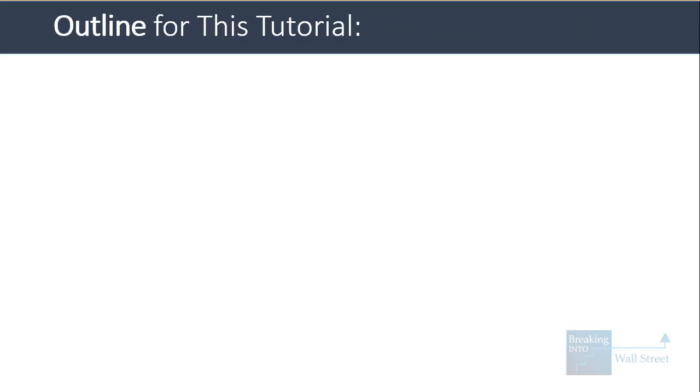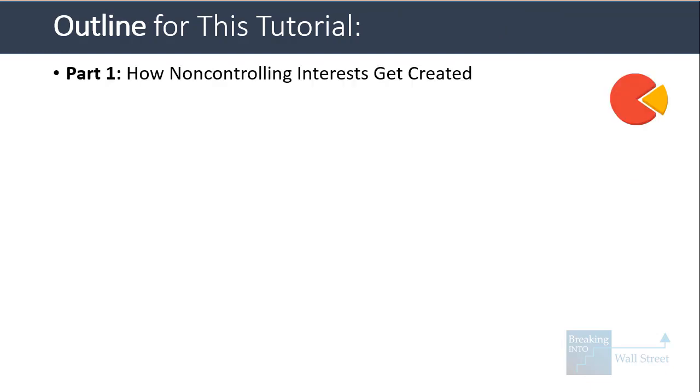If you want to go beyond that, we'll cover the more detailed step-by-step process in the rest of this tutorial. I'll start off by explaining how non-controlling interests get created and how you adjust the balance sheet and set up the purchase price allocation for these.